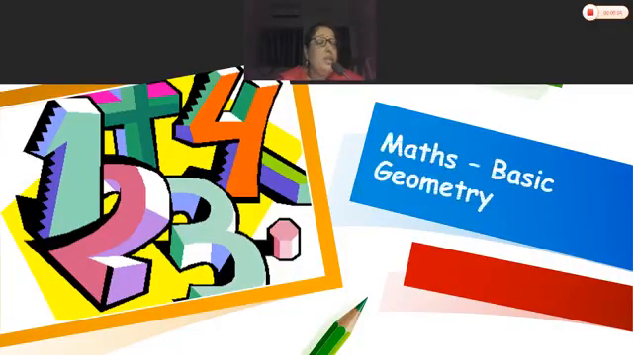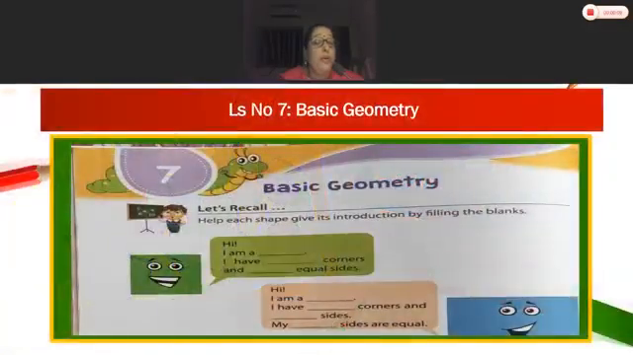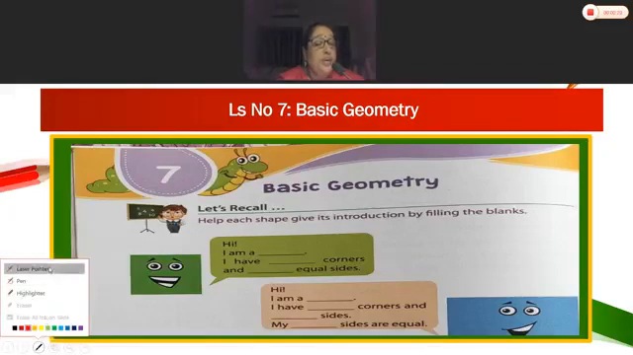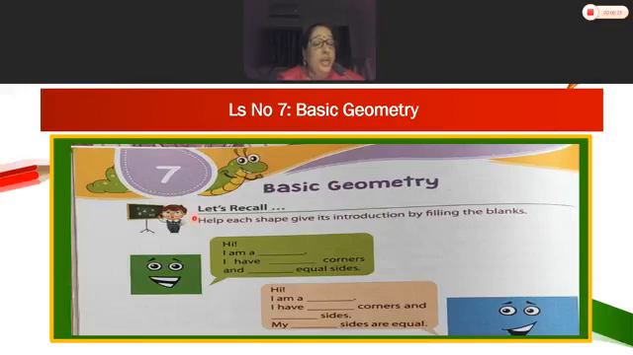Now let us learn a new chapter, chapter number 7, Basic Geometry. Yes, children, in first standard, we have learned so many shapes. Okay. What have we learned? Square. Very good. Yes. Now let's recall. Help each shape give its introduction by filling the blanks.